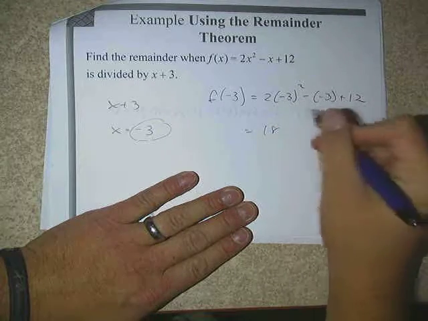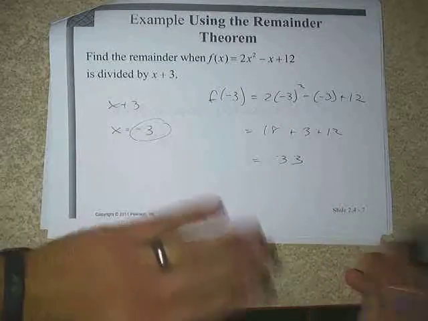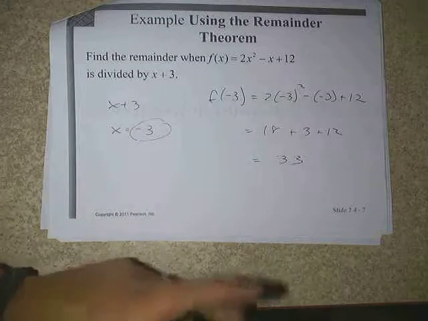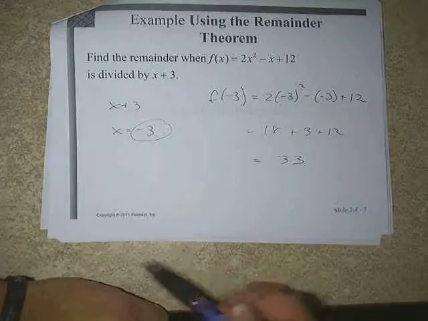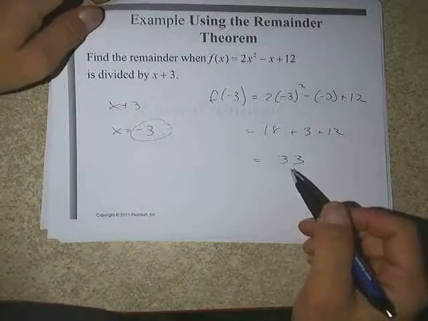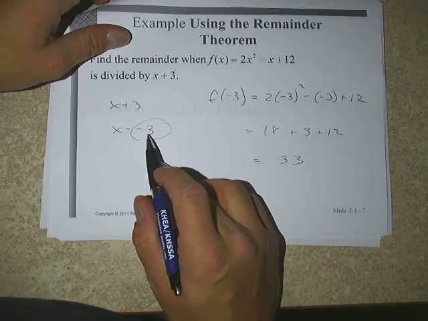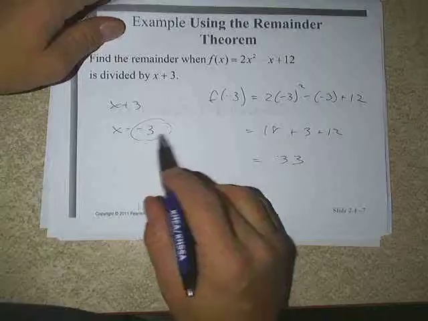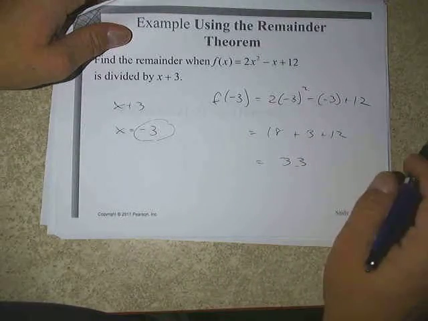So when we do the math on that, we're going to get 9 times 2, that's 18, plus 3, plus 12. So in this particular case, we get 33. So again, the answer to the question is 33. That's the remainder when we divide this by this. And it's not 0, so that means that that's not a factor, which means that this is not a 0. Fair enough.